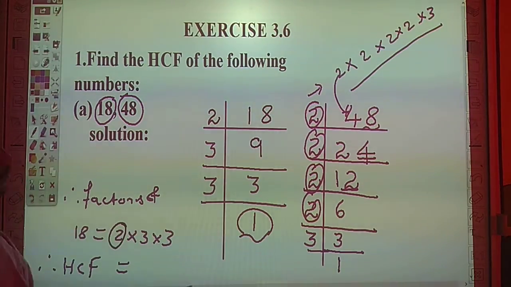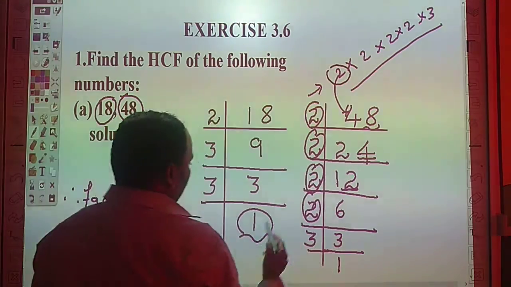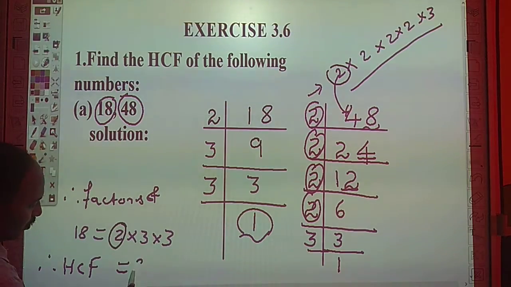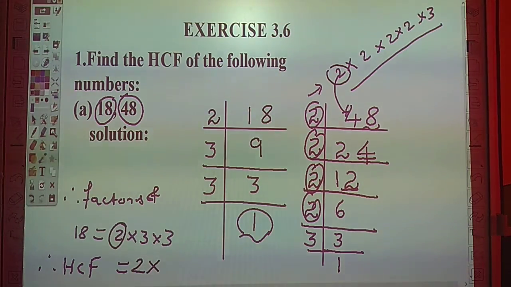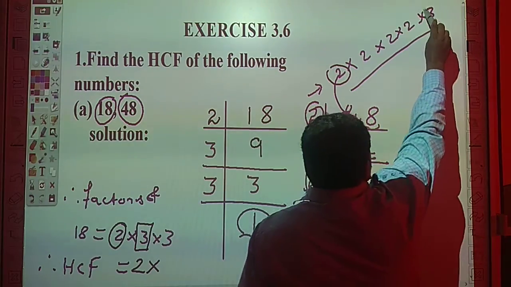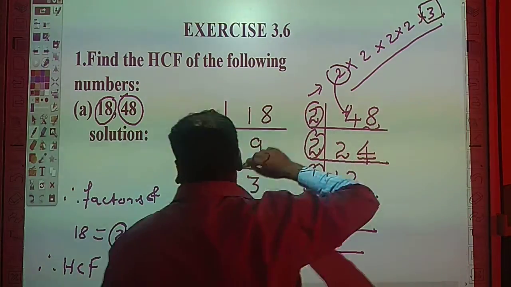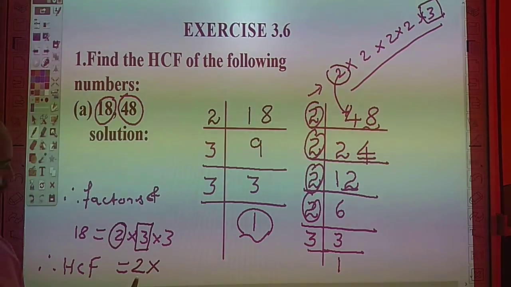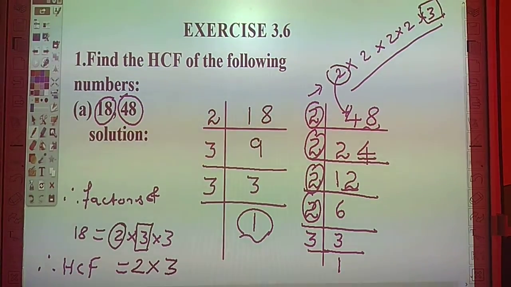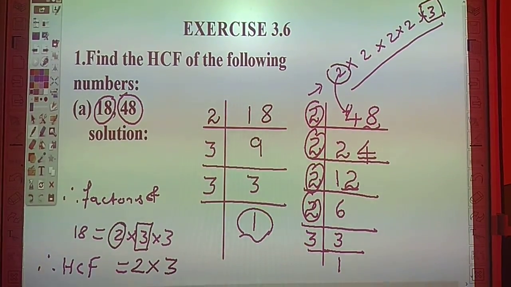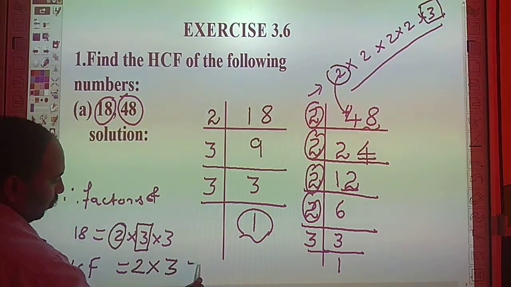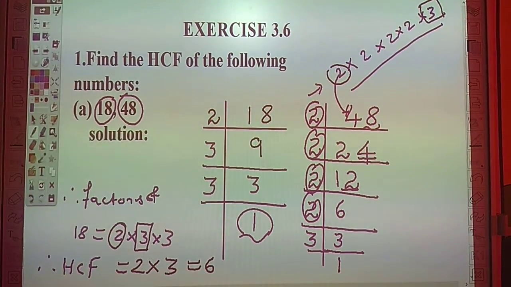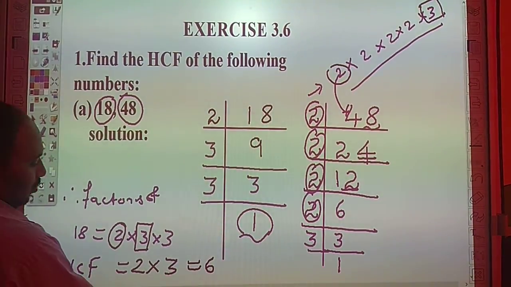Here we have one 2, take here also one 2. So HCF is 2 into 3. You also take one 3. Therefore, HCF is equal to 2 into 3 is equal to 6.